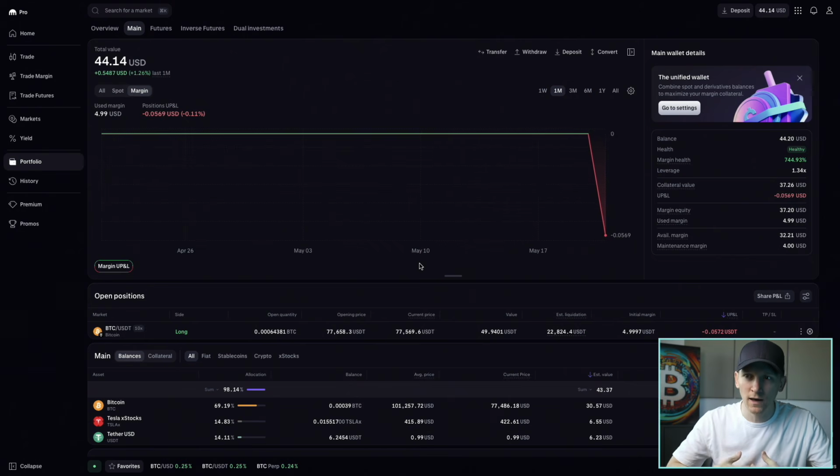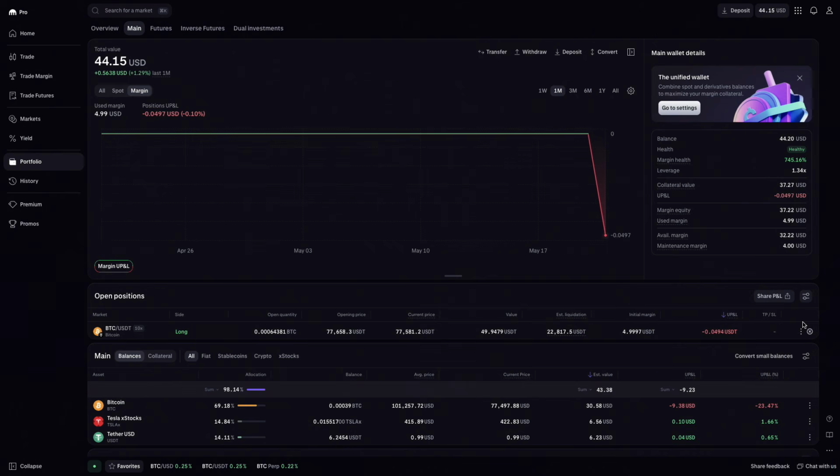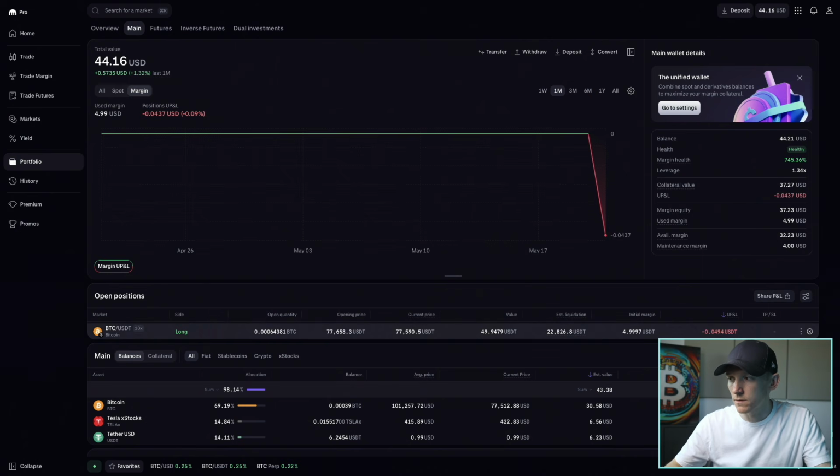Remember, what we've done here is we've taken a loan from Kraken. How do you figure out that loan? You come here to open positions. On the right-hand side, just above my head here, you can see this options box. So what we can do is click X. So this says close position.